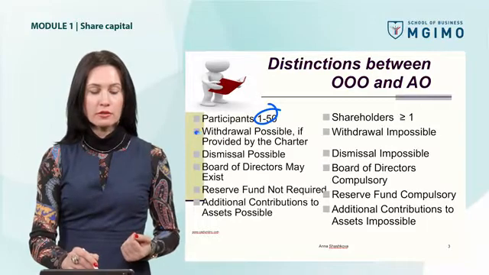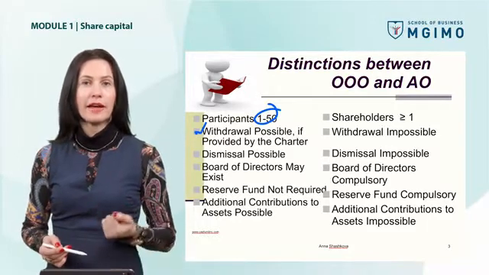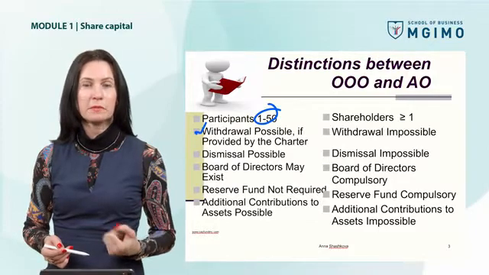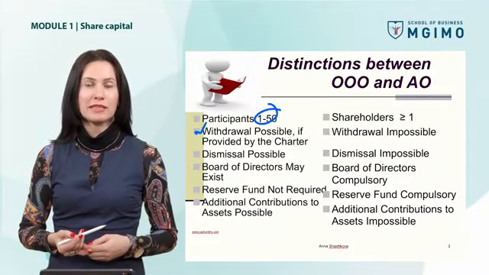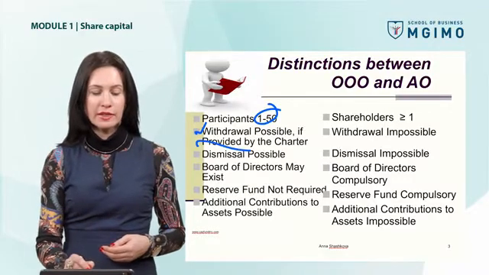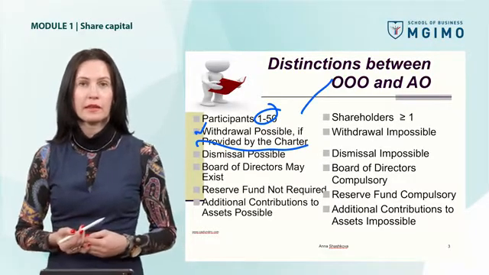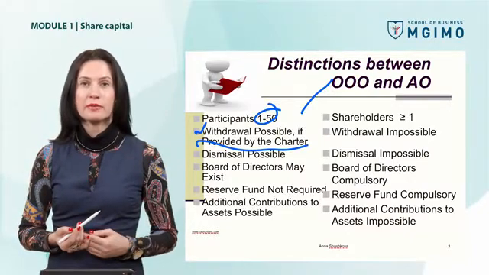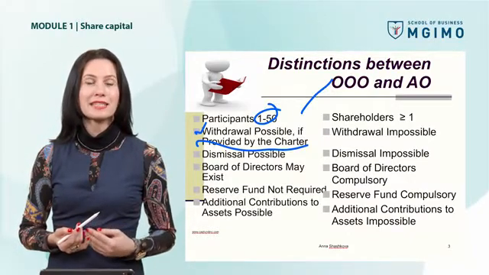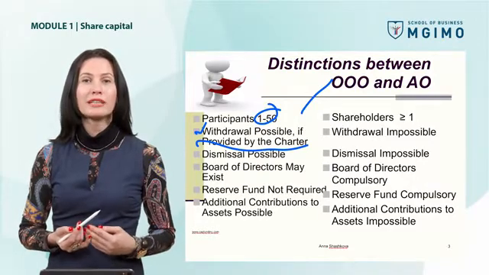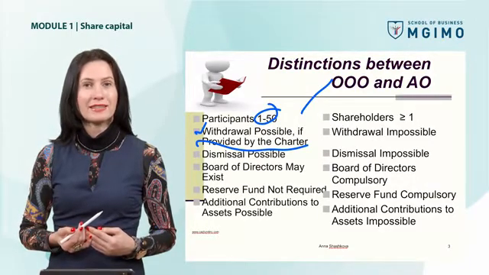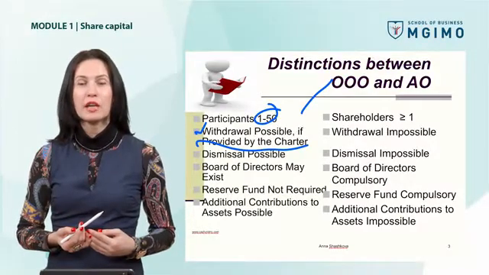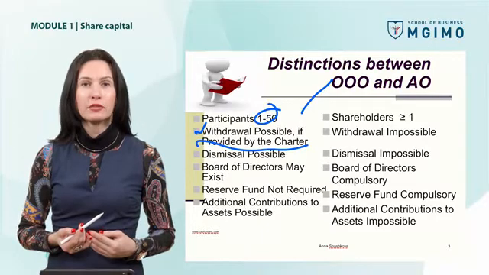Next, withdrawal. So I invested my money and I want to withdraw from the company and I will take the share from the company. It is possible in limited liability company if it is provided by the charter. In company limited by shares, yes, redemption is provided but as an exclusion. So only in the very rare cases it is possible to withdraw from company limited by shares without having a buyer for your shares.